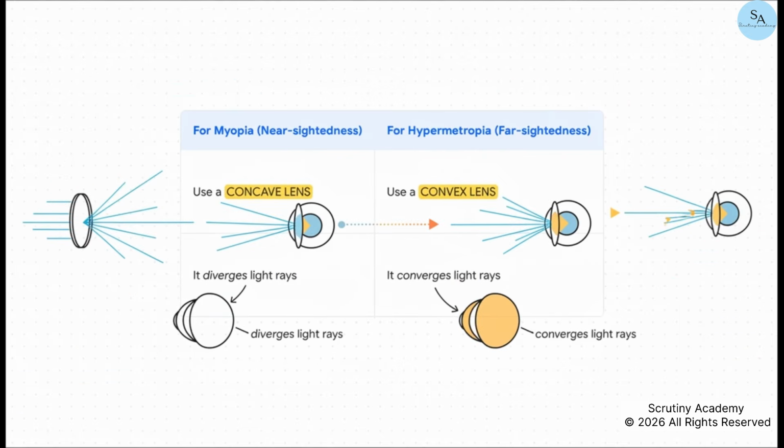So how do we fix this? It's actually pretty logical. For myopia, the light is focusing too early, right? So we need something to spread the light rays out a little before they hit the eye. And that's exactly what a concave lens does. For hypermetropia, the light isn't bending enough to focus on time. So we need a lens to give it an extra push, to bring the light rays together more. And for that, we use a convex lens.